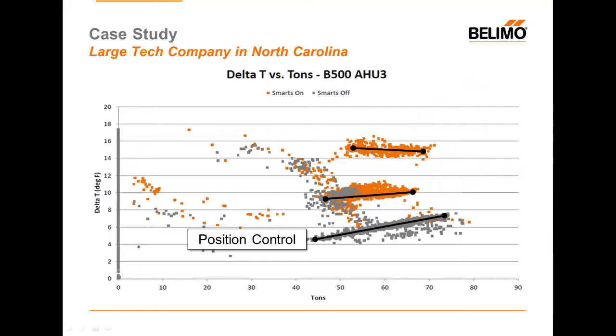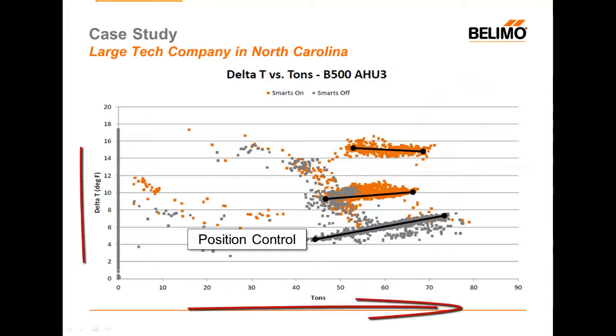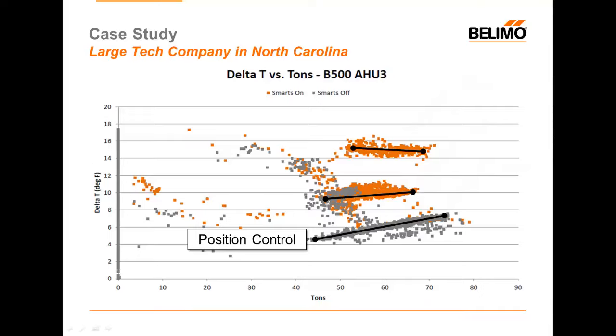What you're looking at on the graph is tons of cooling across the bottom and measured delta T across the y-axis. So you could see here that in position control there was a fairly large load range, but we also saw a wide variance in delta T performance, anywhere from maybe 4 or 5 degrees Fahrenheit to as high as 7 to 7.5 degrees Fahrenheit.